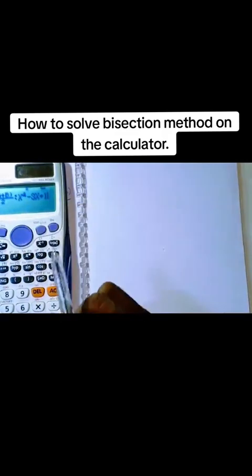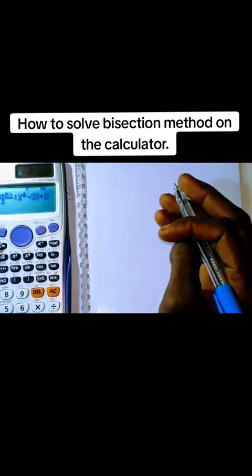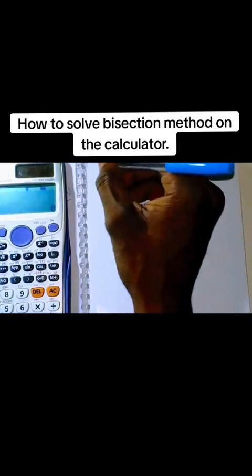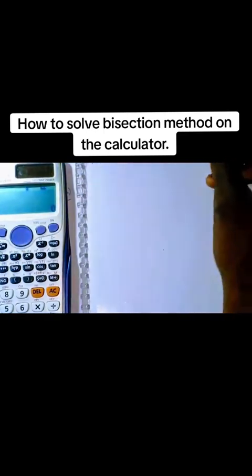Then from here, now don't press equals to, you press this calculate. You press this calculate. It asks you for the value of A and B you are starting with. So this is where you start your iteration from. So how are we working with our iteration now?